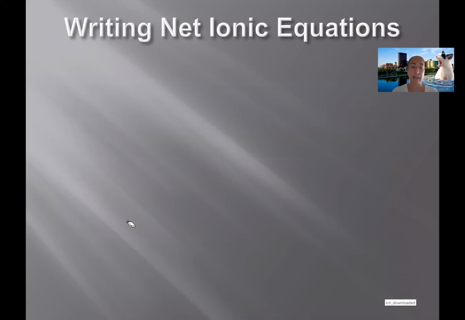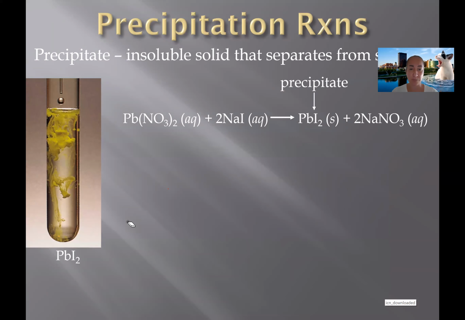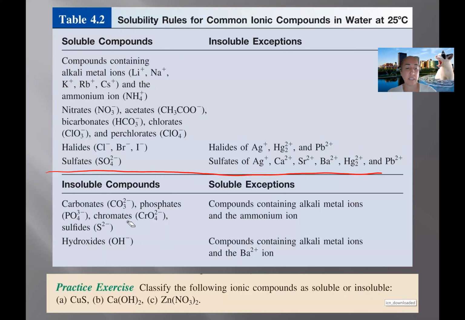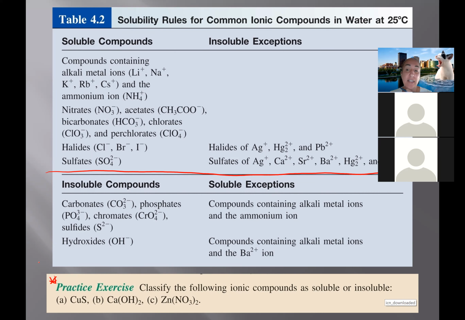So let's go back and actually do this simple question. These little practice exercises down here are just to make sure that you know how to read the chart and be able to give me an answer. So classify the following ionic compounds as soluble or insoluble. What's the first one called? Copper sulfide. It's not just copper sulfide, you're missing something.